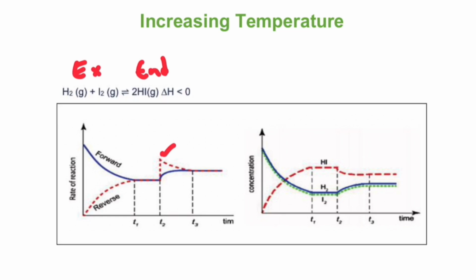So how do we explain that? Why does the rate of forward reaction also go up when there's an increase in temperature? But we have been saying all the time that an increase in temperature favors endothermic, which in this case is the reverse reaction. Well, think about rate of reaction.